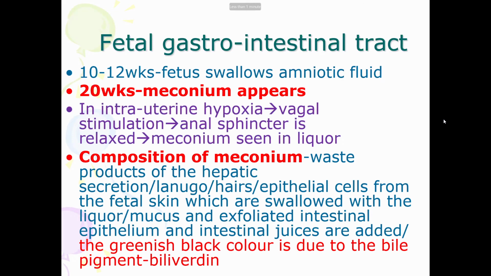So, fetal gastrointestinal tract physiology. By 10 to 12 weeks, the fetus swallows amniotic fluid, and by 20 weeks the meconium appears. This is the stool. What is the composition of meconium? It is mainly hepatic secretion. That's why it is greenish black in color, because of the pigment biliverdin. Other contents include lanugo.